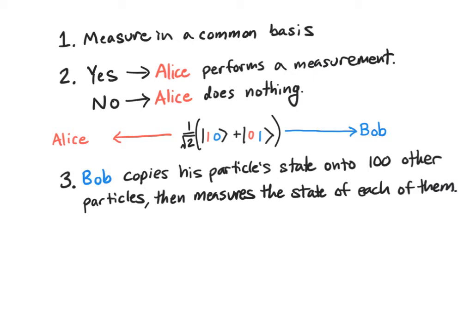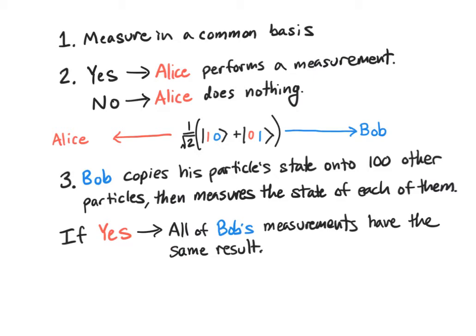This skirts the problem, because if Alice has already measured her part of the state, the superposition collapses, and Bob's particle is either in the state 0 or in the state 1. So when Bob copies the state, he ends up with a whole bunch of copies that are all either 0 or they're all 1. When he then measures them, he's going to find that all 101 of them have the same exact result. On the other hand, if Alice has not measured her part of the entangled pair yet, then Bob's particle still exists in a superposition. And so when he copies it, he ends up with 100 copies that are also in superposition. And so when he measures their state, he's going to get a 50-50 split, more or less, between 1 and 0.